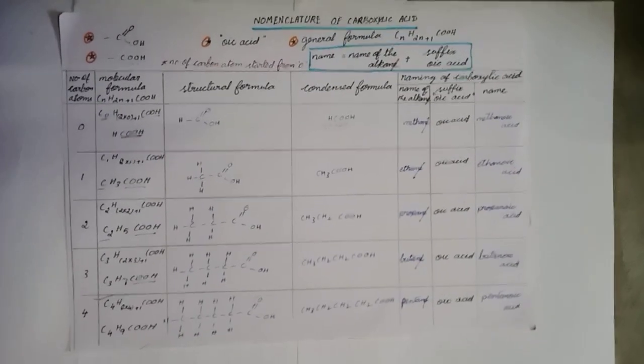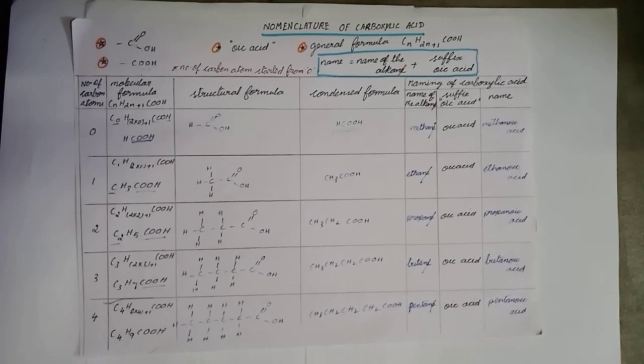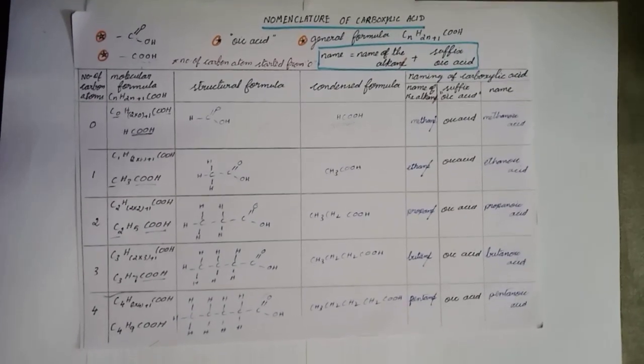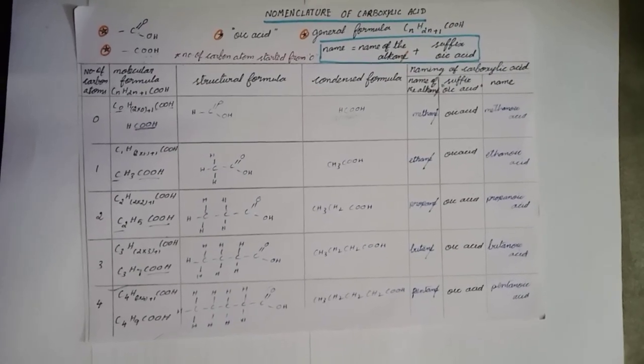So carboxylic acid means the COOH group. It ends with the suffix oic acid. That COOH group is linked at the end of the chain. Don't forget that.